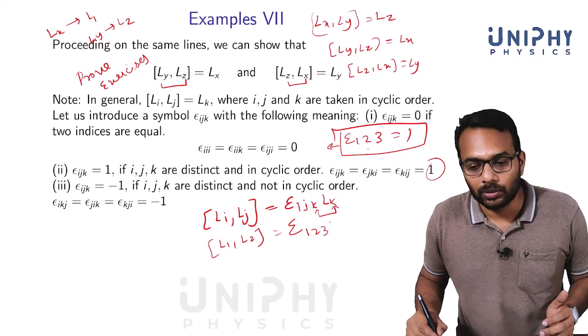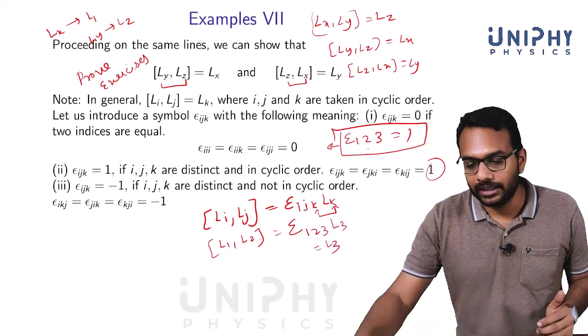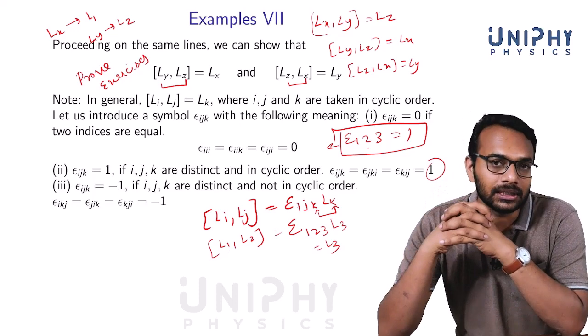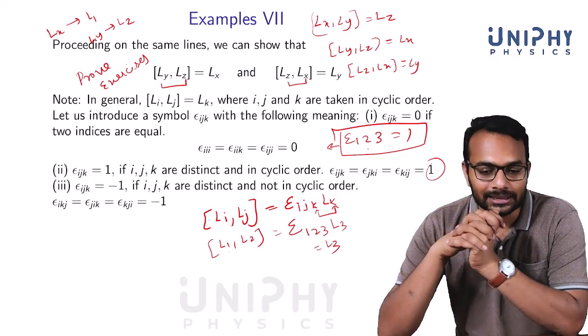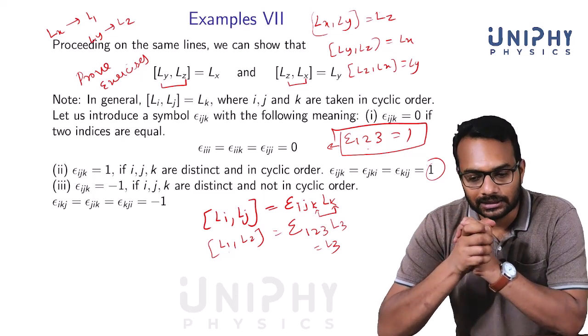So it's epsilon 1, 2, 3, L3. And what's epsilon 1, 2, 3? It's 1. So we get back the result: {L1, L2} is equal to L3. This is an elegant way to write down the angular momentum Poisson bracket results.